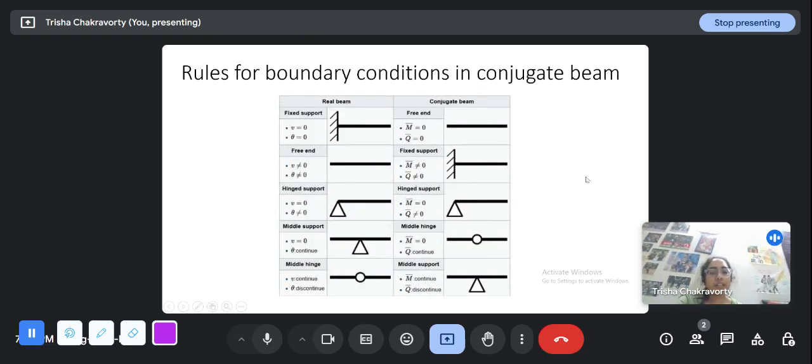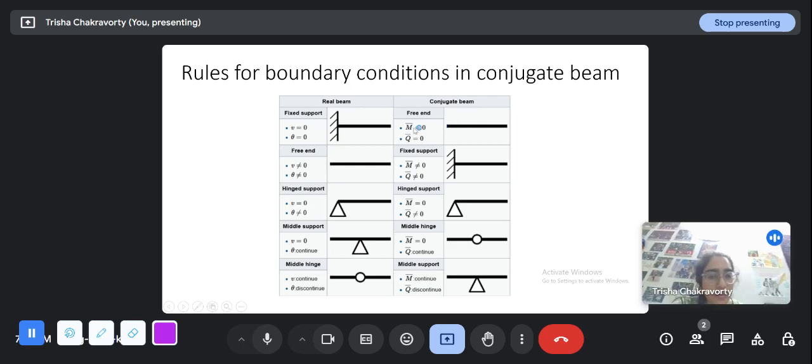And now the rules for boundary conditions in the conjugate beam. So this is a real beam. It has a fixed support, suppose. V means vertical deflection. Theta means rotation. And along the beam, the x direction displacement is not considered, because a beam is not supposed to undergo axial loading. So if there is a fixed support, there are two criteria: V is zero, theta is zero. And in a conjugate beam, it becomes a free end. So neither V is restrained nor theta is restrained. So it is free to displace. It is free to rotate.